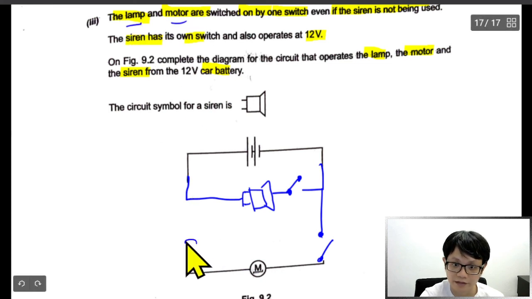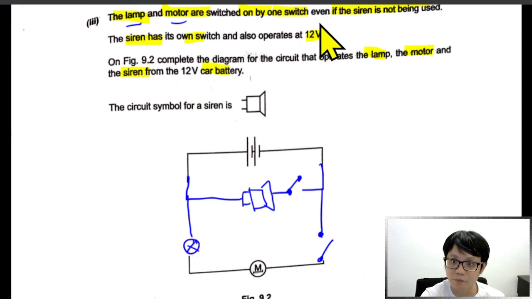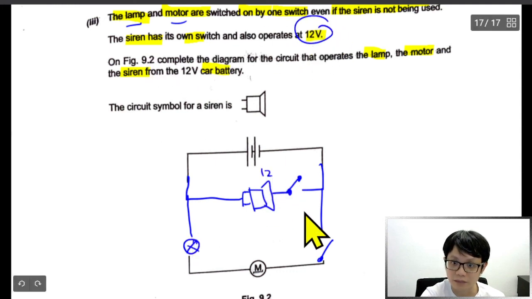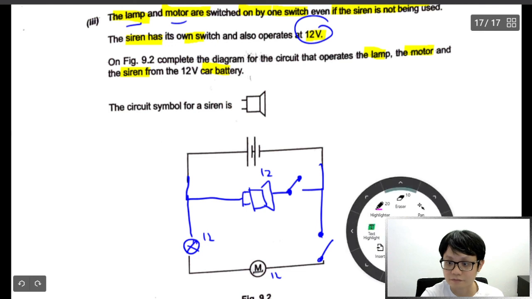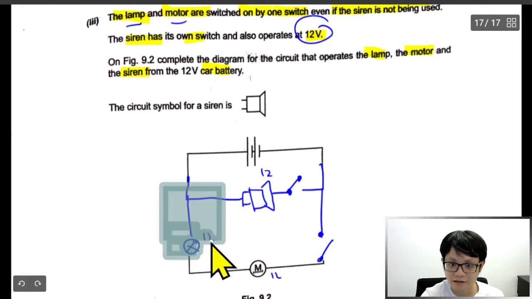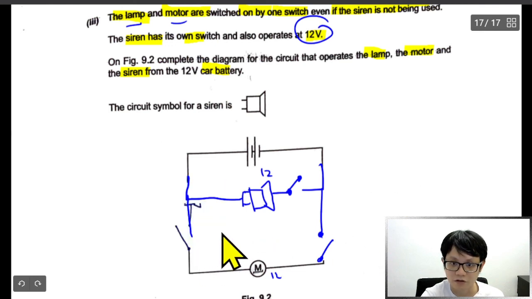So I just put the lamp, for example. But this lamp is wrong, because it says that both operate at 12 watts. So here must be 12 watt, here must be 12 watt, here must be 12 watt. But since this is a series, it won't be like that. So I need to make sure it's parallel. So let's erase this one. Just make this lamp 12 watt. Oh my gosh. Just erase this again.